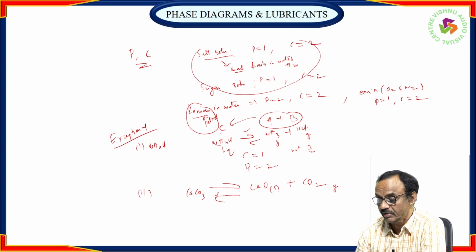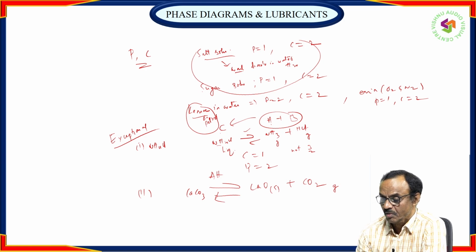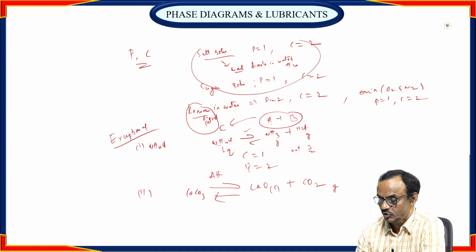At dynamic equilibrium, the rate of forward reaction is equal to the rate of backward reaction. So on heating, it decomposes into calcium oxide and CO2. Here, the minimum number of variables we need to consider is 2. Solid 1, solid 2, and it is a gas. This is gas.